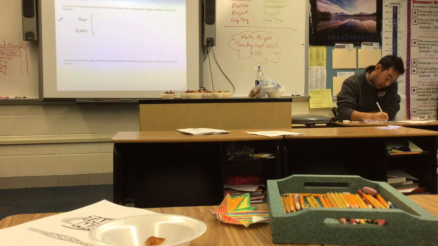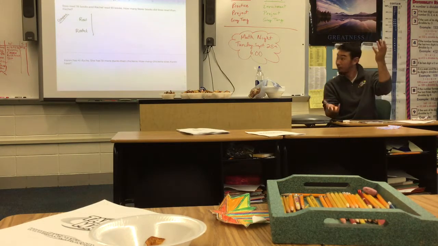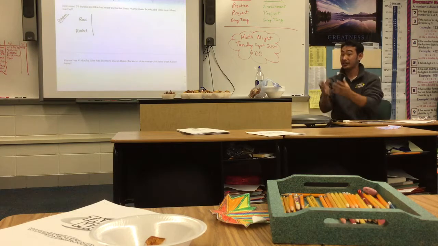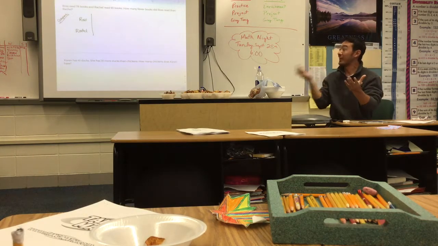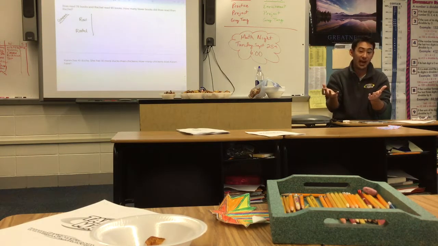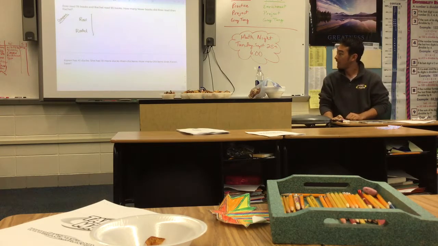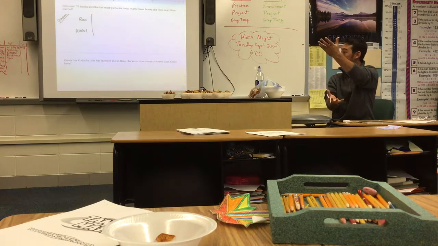This is a compare. It gave us two different things. It gave us Ross's books and Rachel's books. It didn't say Ross had 78. Rachel gave him 10 more. Now how many does he have? That would be one thing. It's saying Ross had 78, Rachel had 93.